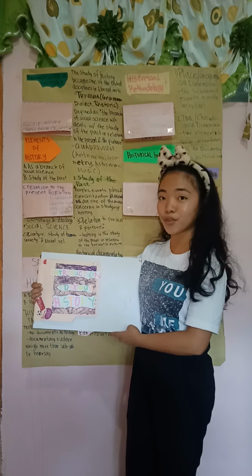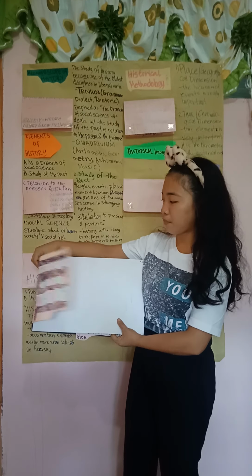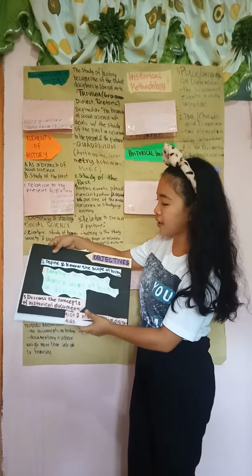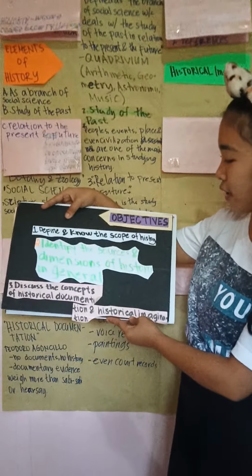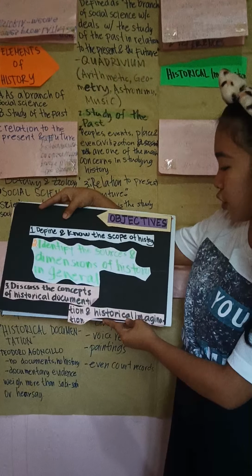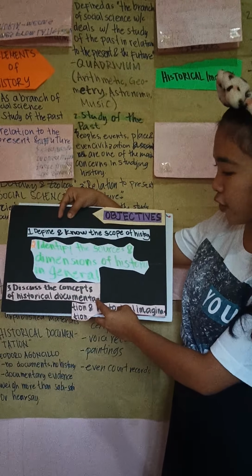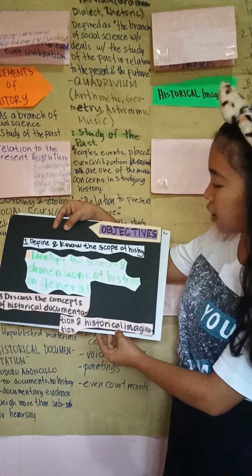Good afternoon. Today we will discuss introduction to the study of history. But before that, we should know about the objectives. First, define and know the scope of history. Second, identify the sources and dimensions of history in general. The third, discuss the concepts of historical documentation and historical imagination.